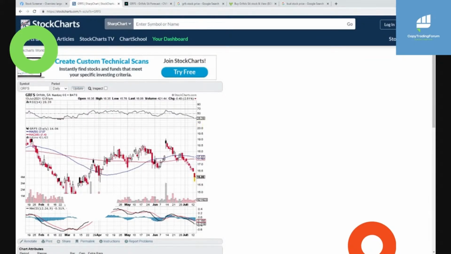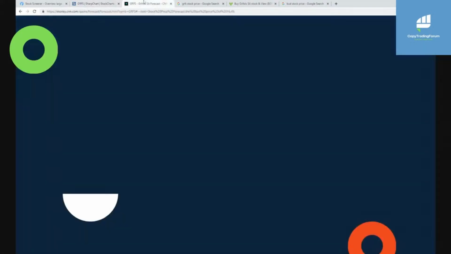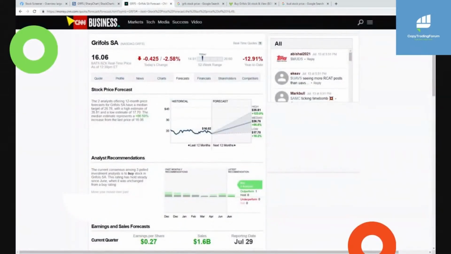Next we put into Google GRFS stock price prediction and click search. money.cnn.com is the first website and our preferred website. You can see it's trading today at 16.06. The low analyst expectation for the next 12 months is $17.70, so we're way below that. And the high analyst expectation for the next 12 months is over double the current price.